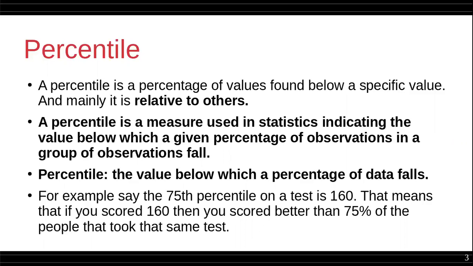Let's say the 75th percentile on a test is 160. What it means is, if you scored 160, then you scored better than 75% of the people who took the same test. So among the group, your mark is better than 75% of the people. You can look at it the other way too: if your score is 160, then 25% of people in the total group are above you.